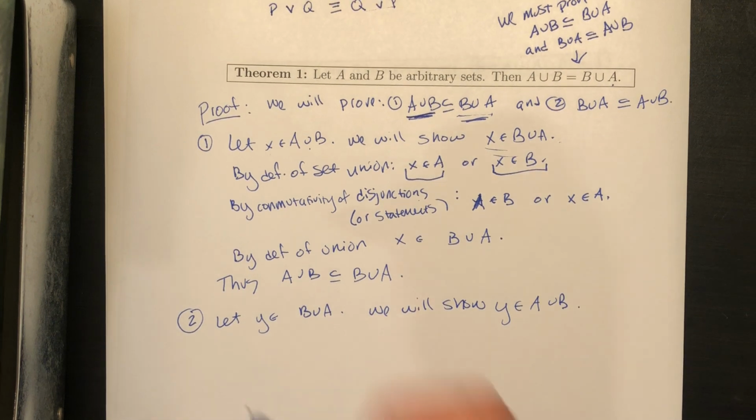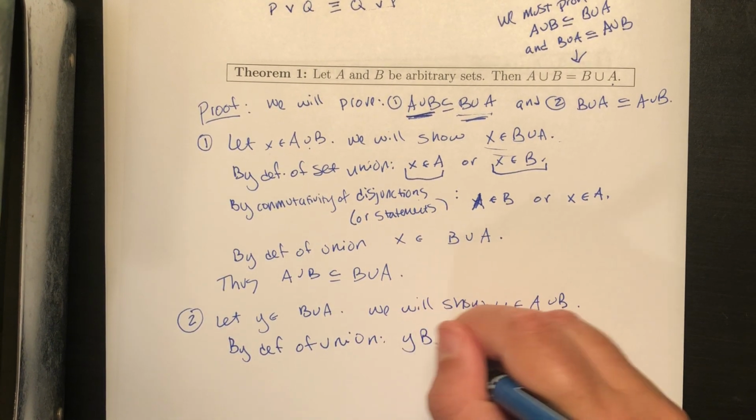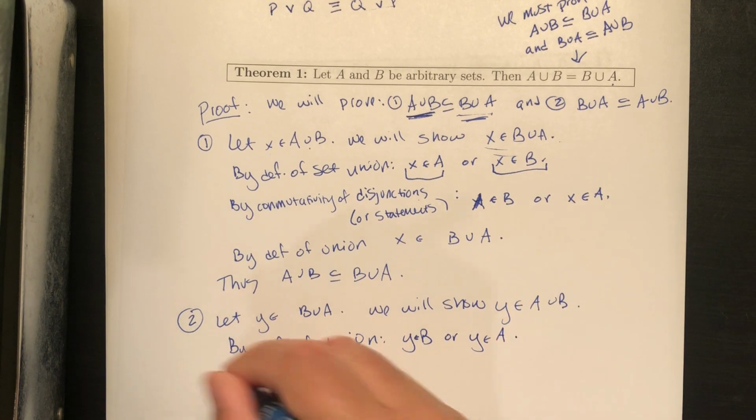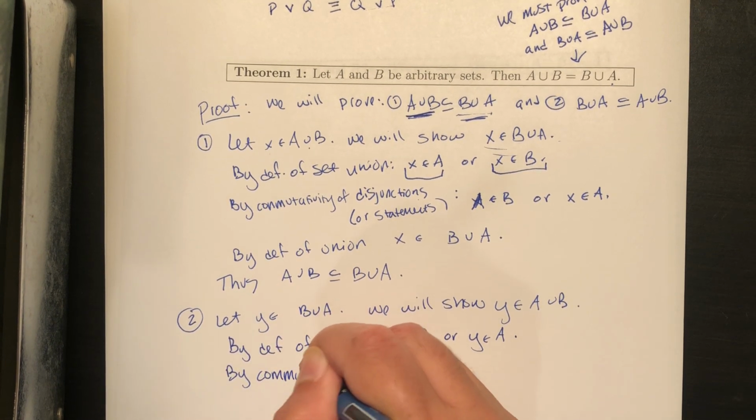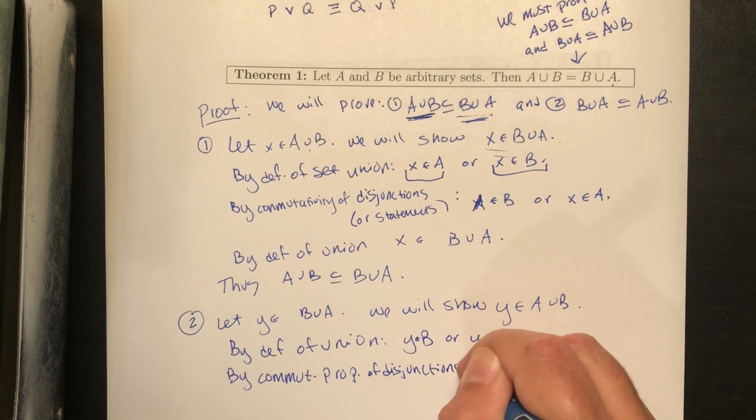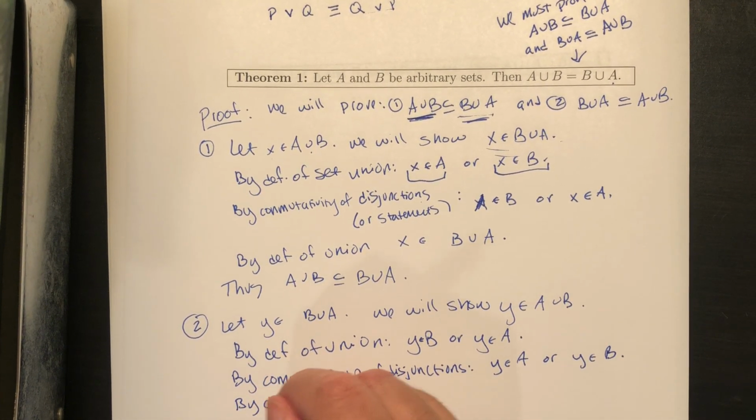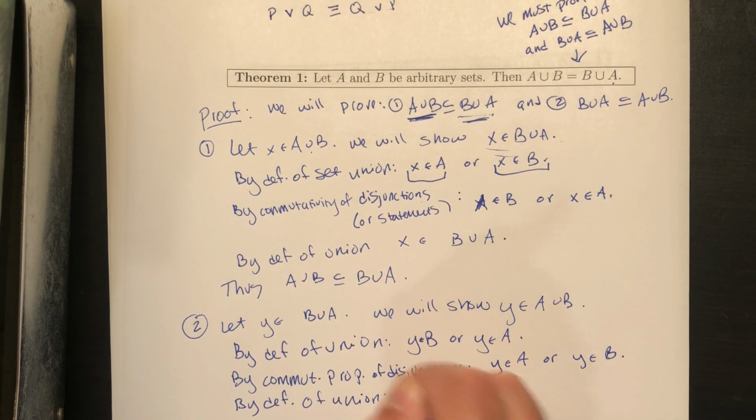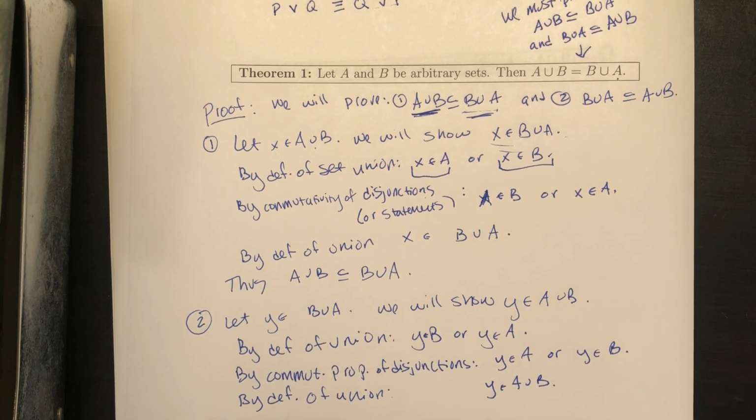All right, but let's just do this again. By definition of union, this means Y is an element of B or Y is an element of A. Now we can swap those two around using the commutative property of disjunctions, to say that this means Y is an element of A or Y is an element of B. And now using the definition of union again, we have that Y is an element of A union B. All right, so we started with an element of B union A, and we justified why it's an element of A union B. Thus, B union A is a subset of A union B.